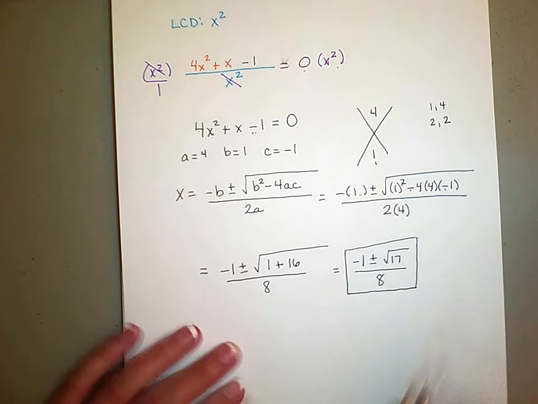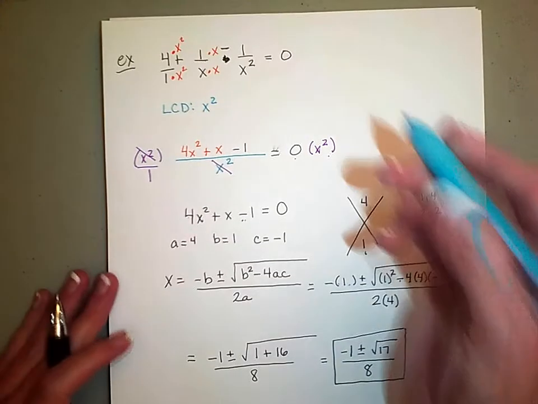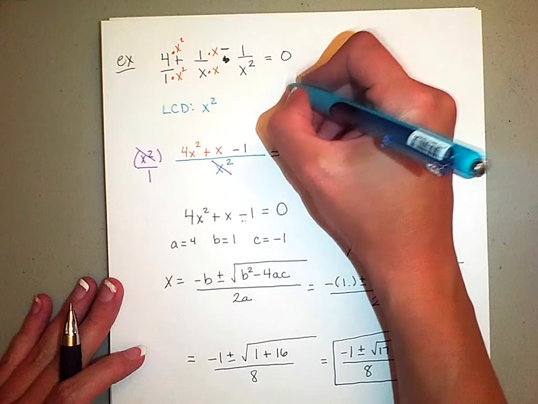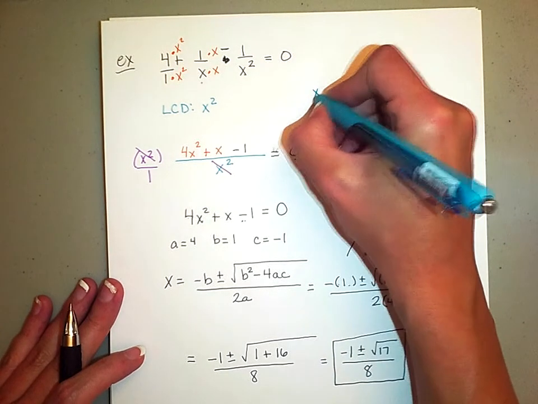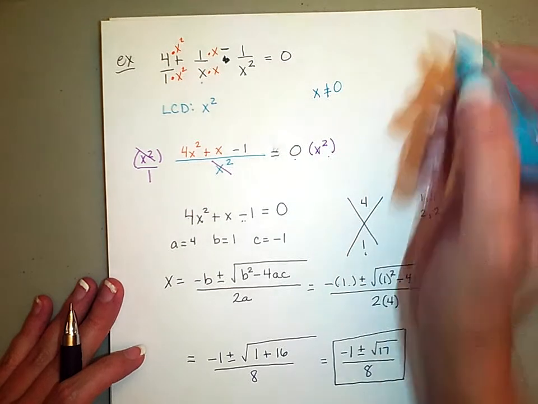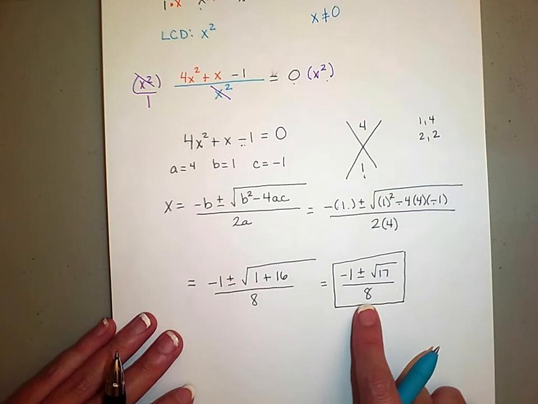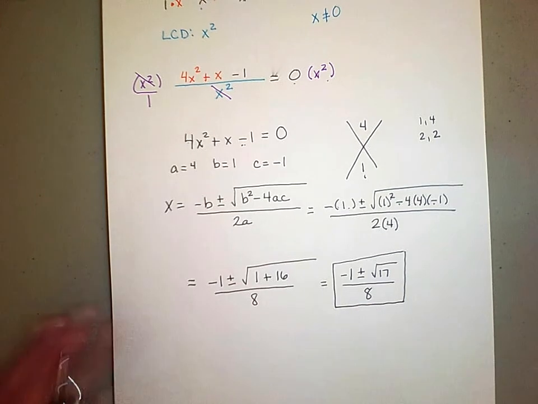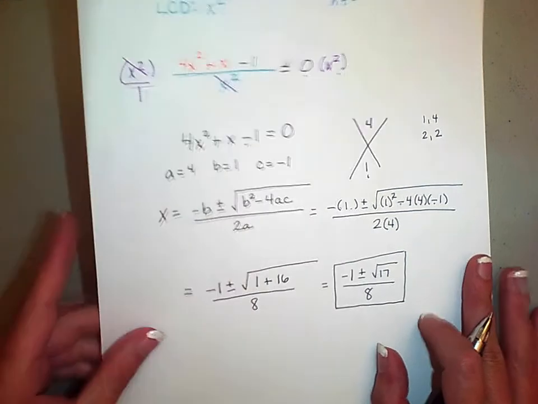So these are our two solutions. We can double check with the restricted values or excluded values. We see that the only value that will make the denominator go to 0 is if x is equal to 0, so x cannot equal 0. These are clearly not equal to 0. So these are our two solutions. Let's try another.